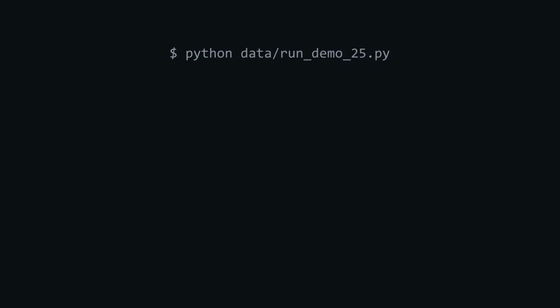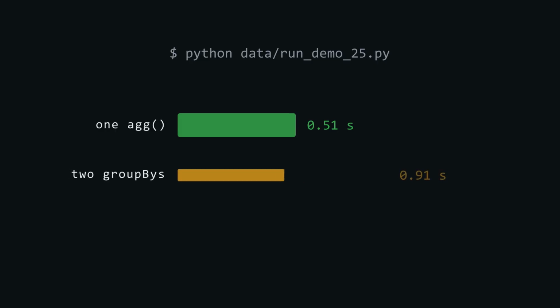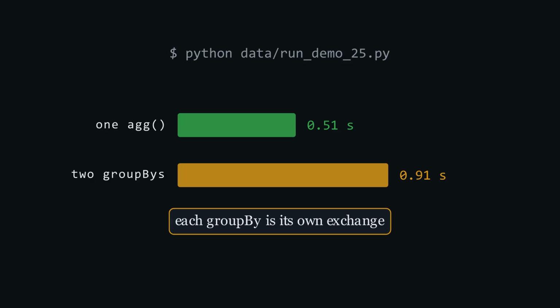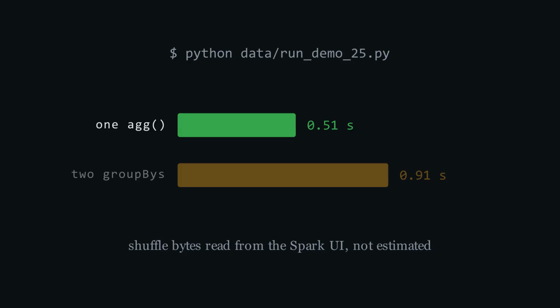Let's reproduce it. 1 agg call with average, max, and count together, 0.51 seconds. The same 3 numbers as 2 separate GroupBys, 0.91. Nearly twice the time for an identical answer, because each GroupBy is its own exchange. It is the same rule as the columns episode. Build 1 expression, not 1 pass per aggregate over your rows. Every figure in this video came out of that script, shuffle bytes included, read from the Spark UI.